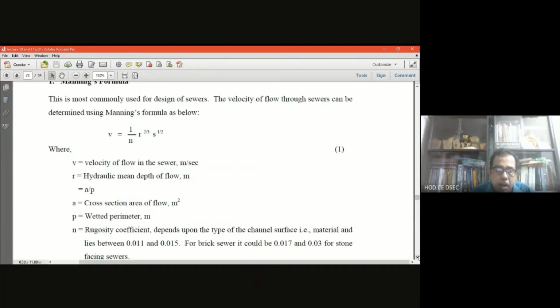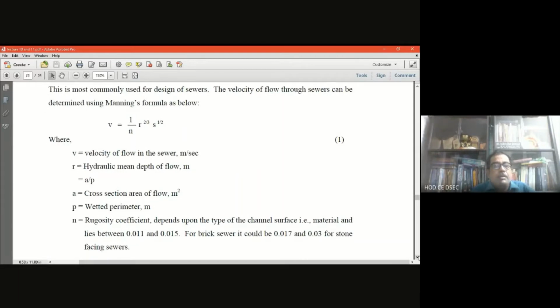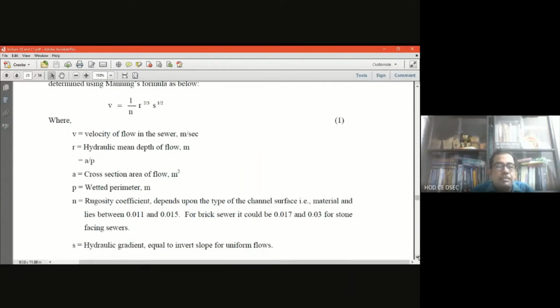If it is a half flow, then obviously the area is pi d square by 8. So this is the cross-section area of the flow, not the area of the pipe. That you have to take care of while calculating the numerical sum. P is the wetted perimeter in meters, as I have told you, and N is the rugosity coefficient, which depends upon the type of the channel surface, that is the piping material, and it lies between 0.011 to 0.015. So the minimum value of N is 0.011 and the maximum value of N is 0.015.